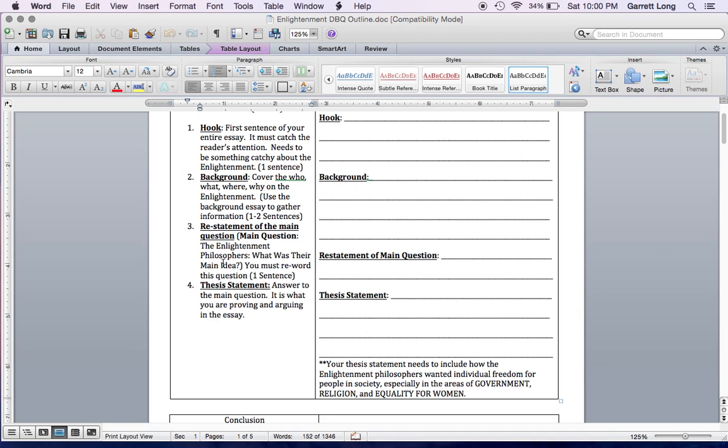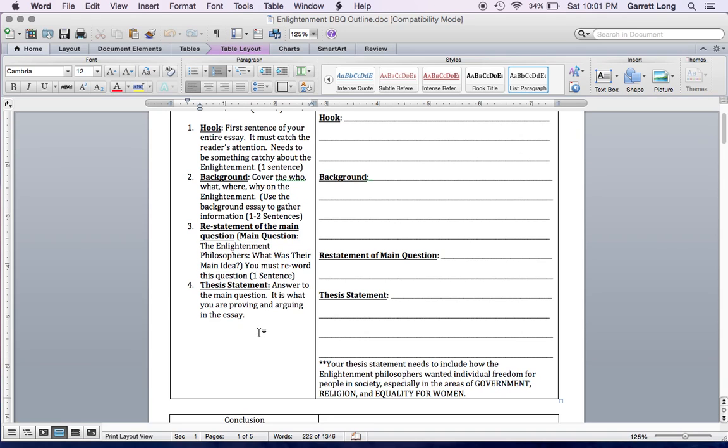And remember, the main question is: the Enlightenment philosophers, what was their main idea? So what I want you guys to do is think of this question that is highlighted. And I want you to reword this question somehow. I don't want you to write the question word for word that you see on the left. You need to reword it.